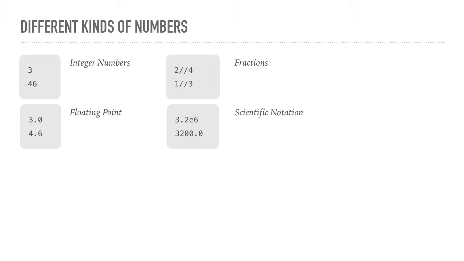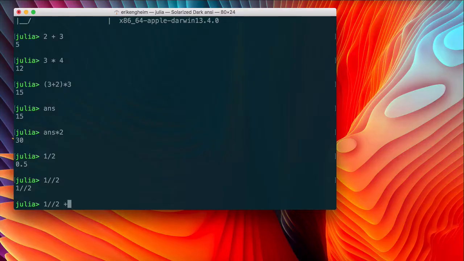If you actually want to work with fractions, you can do that, but then you have to write 2 forward slashes. So that would represent 1 half. And so I can add up a half and 1/4 and I get 3/4. So this is something that you can't typically do with a regular calculator.